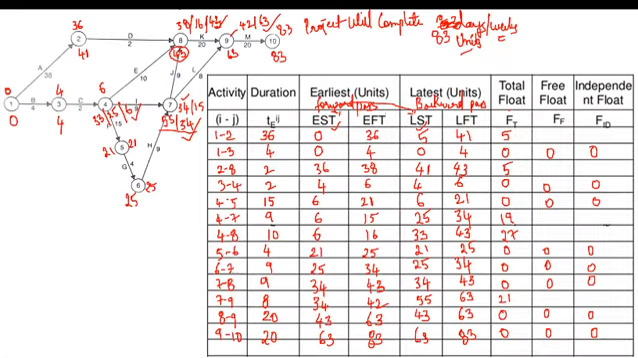Now look over here. What is the successor activity of 1 to 2? The successor activity of 1 to 2 is 2 to 8. What is the EST of 2 to 8? 36 is the EST of 2 to 8. 36 minus EFT of 1 to 2. 36 minus 36 is equal to 0. So substitute 0 over here.